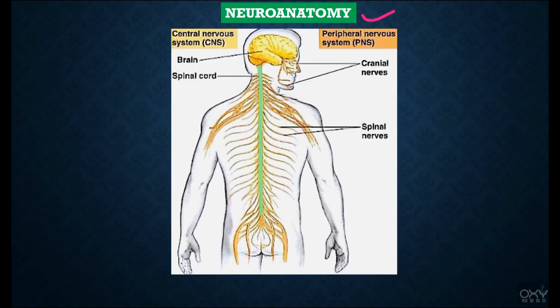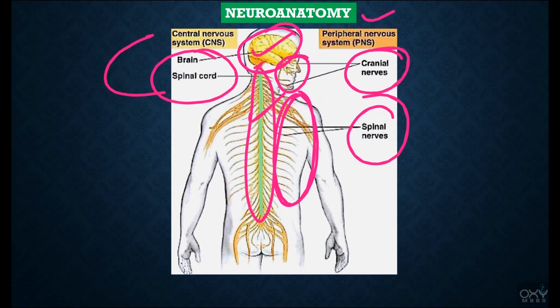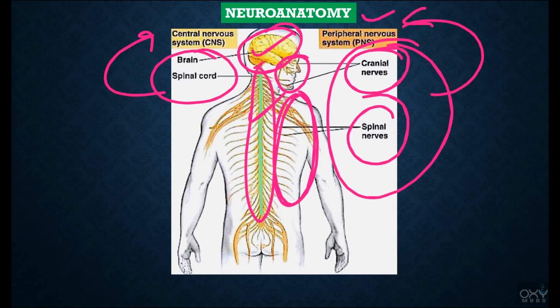Friends, under neuroanatomy we will discuss the brain, spinal cord, the nerves which emerge from the brain called cranial nerves and the nerves which emerge from the spinal cord called spinal nerves. So friends, the brain and spinal cord form the central nervous system and these nerves together form the peripheral nervous system. And friends, please don't worry, we will discuss this CNS and PNS in detail.